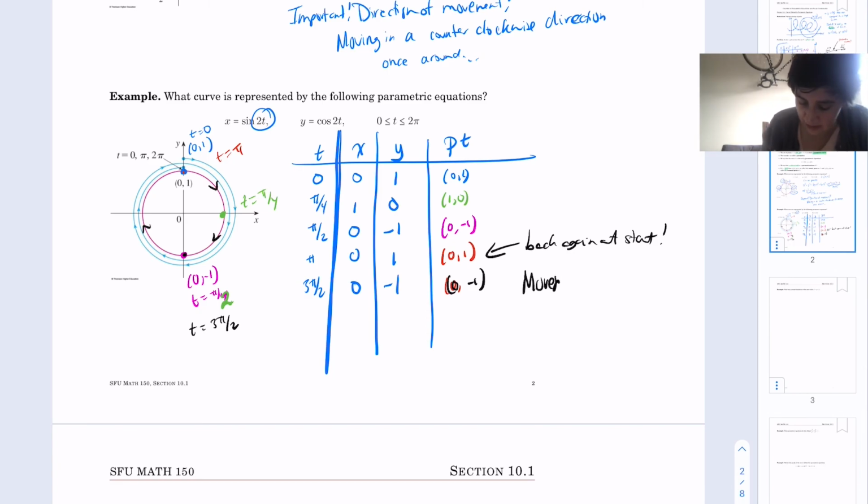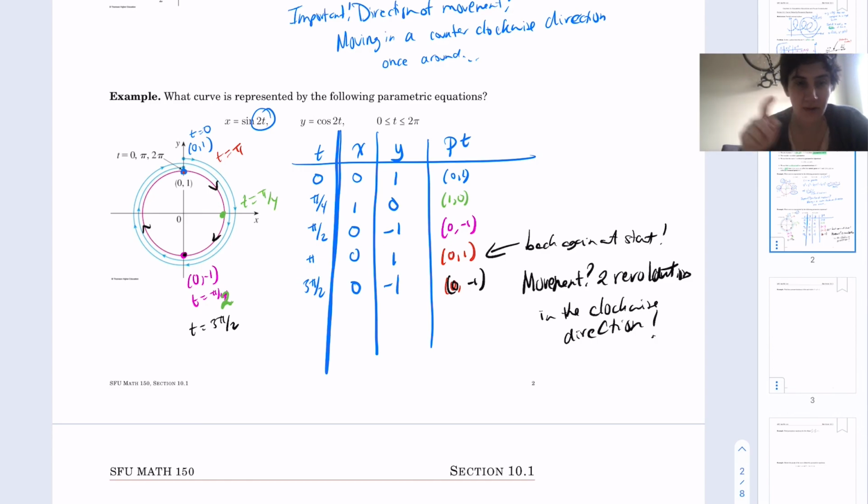And what is our movement? How do we describe our movement? Well, 2 revolutions in the clockwise direction. So we go around and then we go around again. You can fill in more points as you need to convince yourself of how this works. I'm going to pause and we'll start a fresh slide movie video.